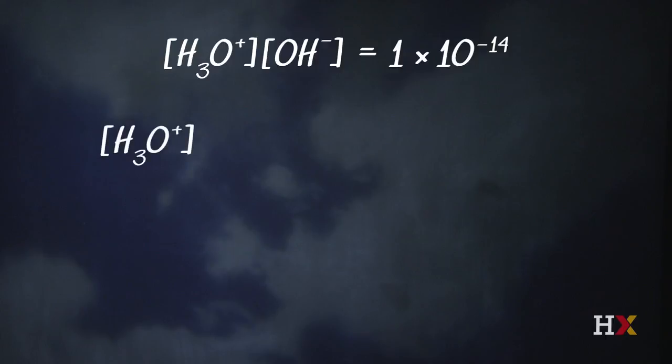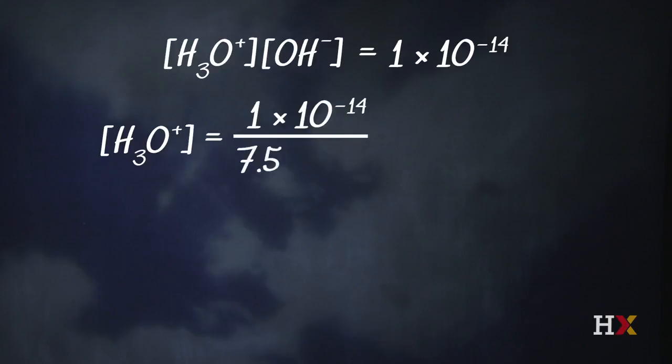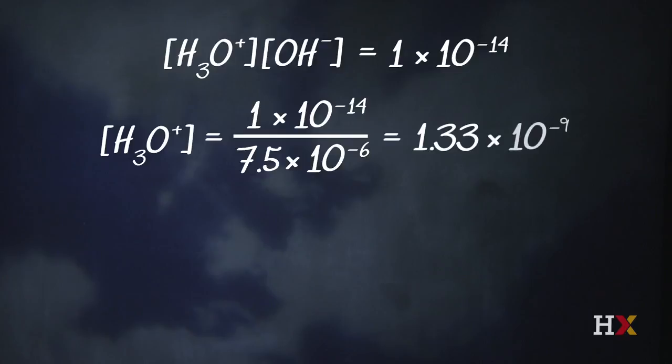All right, so now we've calculated the OH minus ion concentration, but we also know, again, that the product of that OH anion and H3O plus cation is always 10 to the minus 14. So that means we can immediately solve for H3O plus in this solution, and that's equal to the autoionization equilibrium constant for water divided by our 7.5 times 10 to the minus 6. And that gives us an H3O plus concentration of 1.33 times 10 to the minus 9.